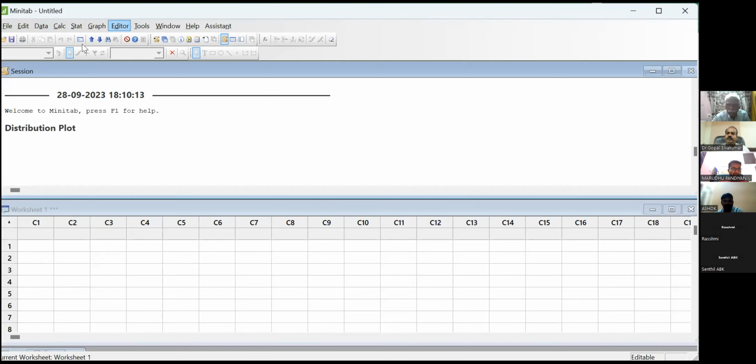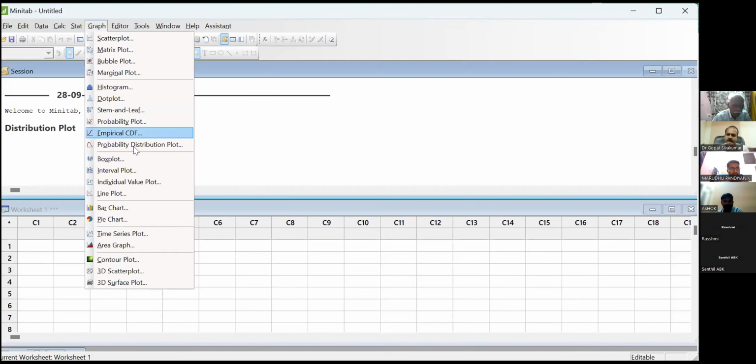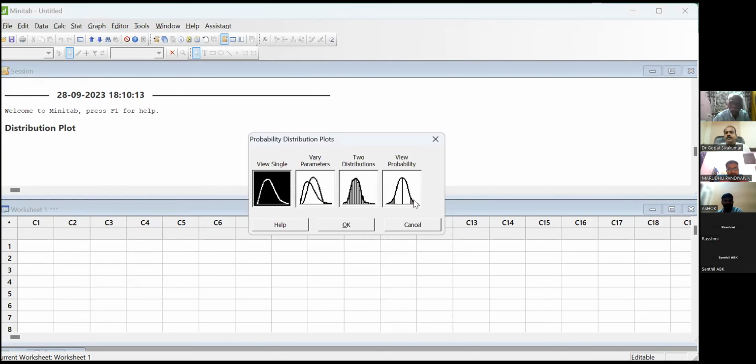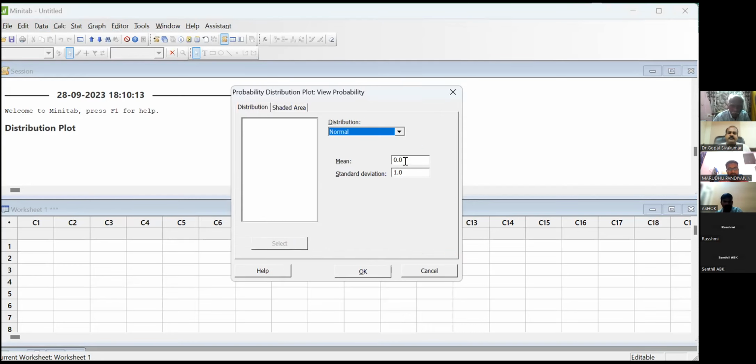You want to go to Minitab. Graph is not working. Okay, yeah, straight away go to Graph, Probability Distribution. Then choose the last view one, Probability Distribution. Yes, okay. Then normal distribution. You change the mean to 80, and the standard deviation to 2. Okay.